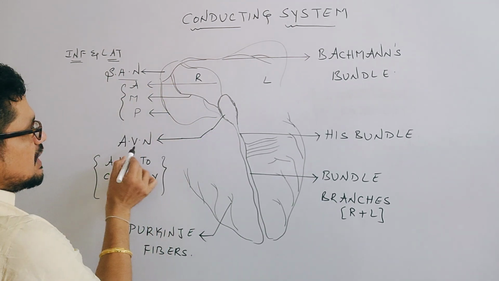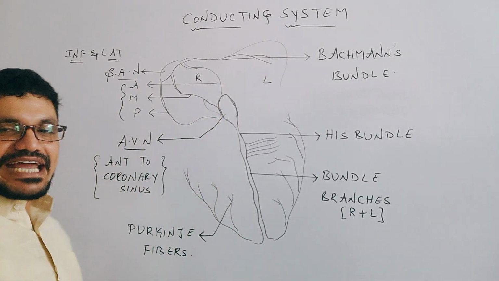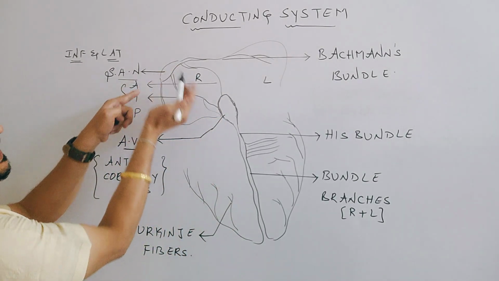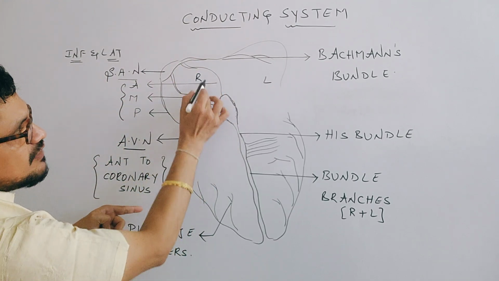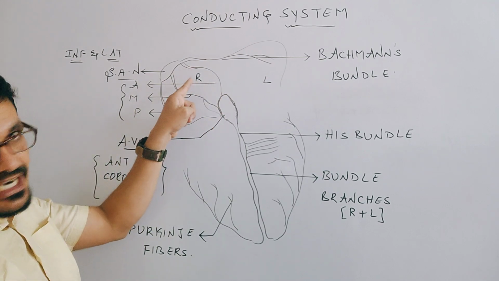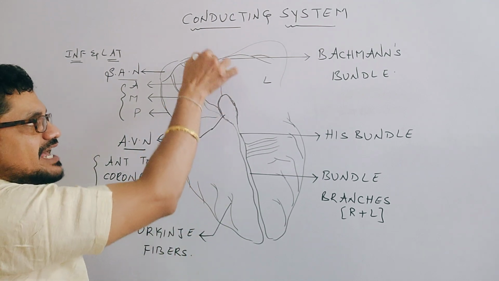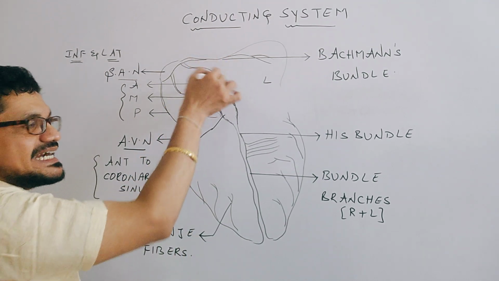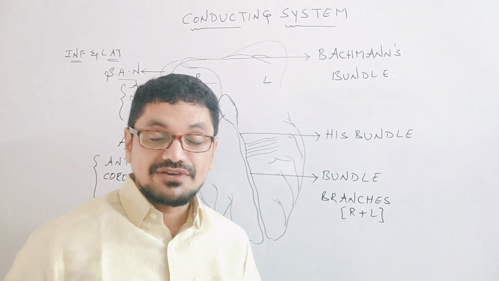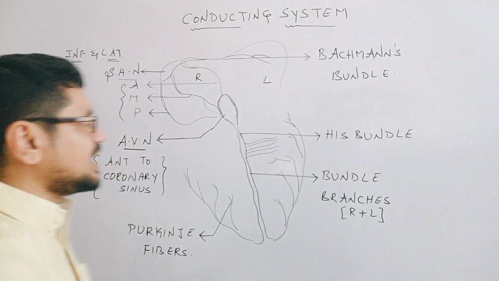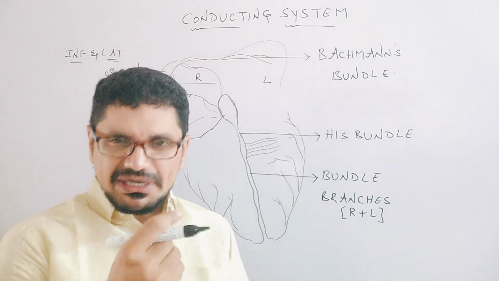And what about this one? This is called AVN, the atrioventricular node. What is the location of this atrioventricular node? This SAN is present in the right upper corner, whereas this is present in the left lower corner of the right atrium. So in the right atrium, the right upper corner has the SAN and the left lower corner has the AVN. This AVN is present posterior to the interatrial septum, a bit anterior to the coronary sinus, which helps in collection of blood from the walls of the heart. Okay, and this is AVN.